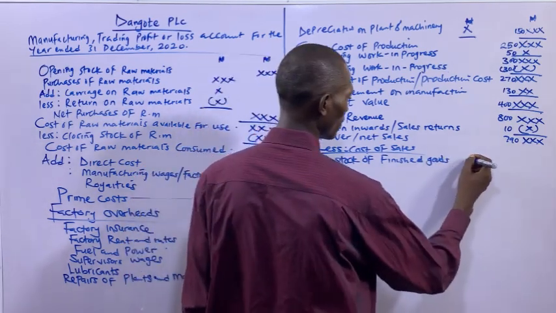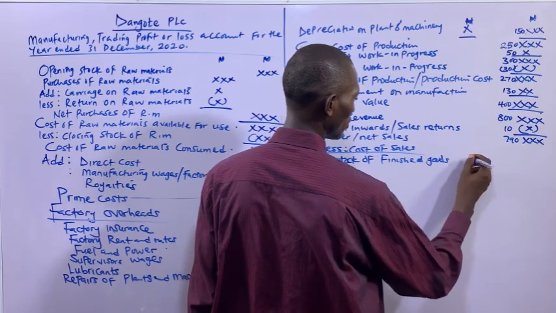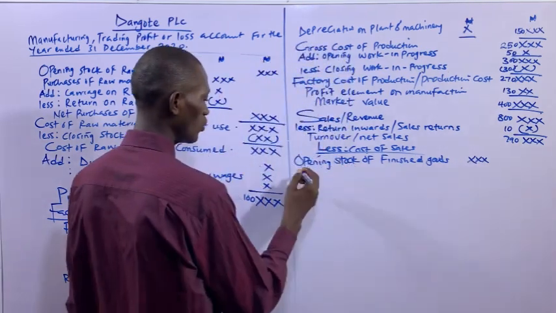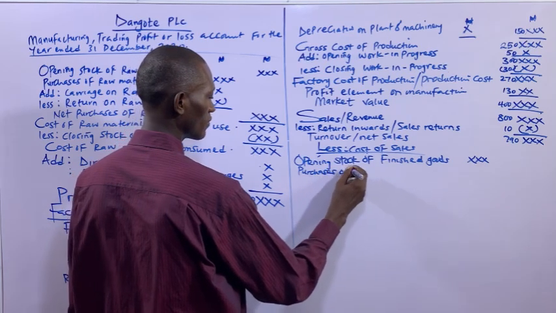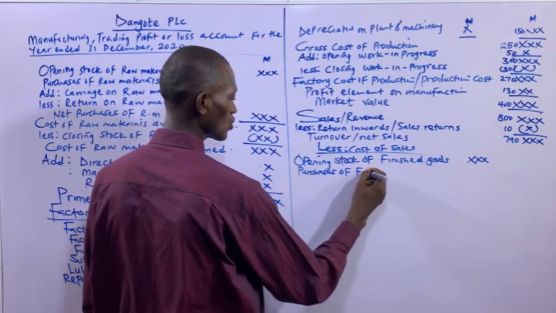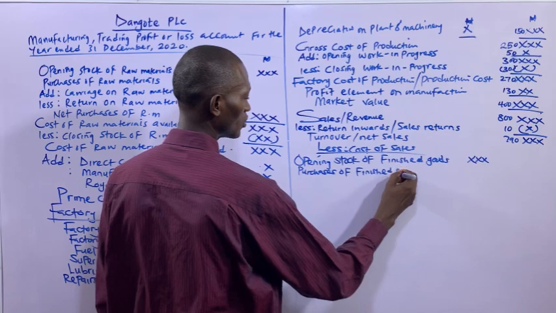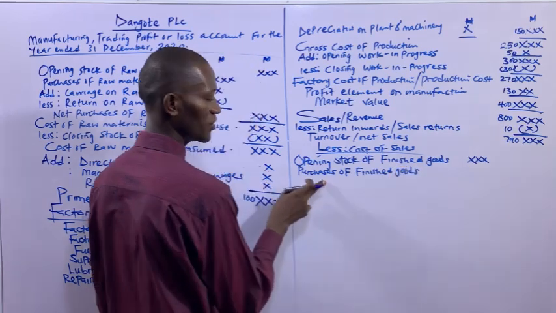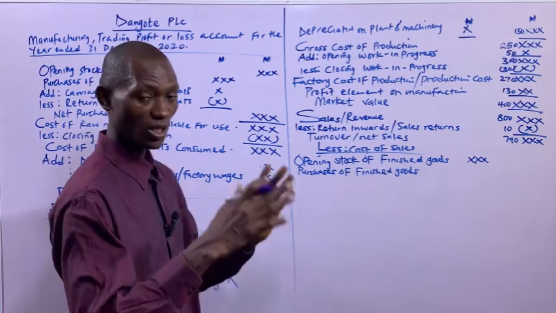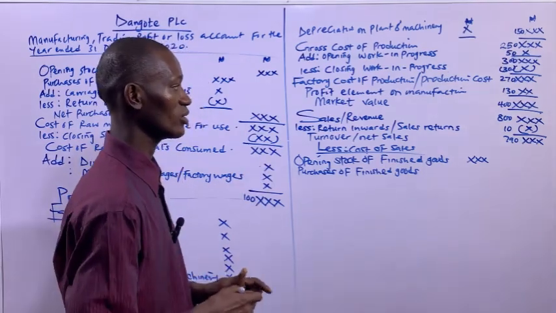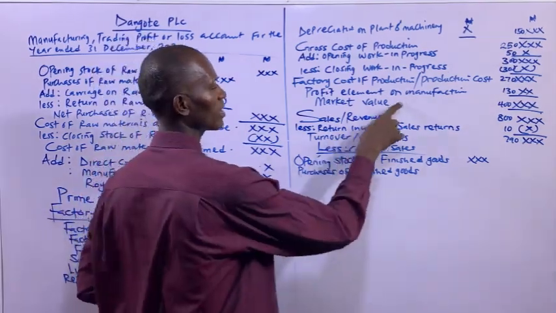So opening stock of finished goods. That's this. Then we have purchases. Purchases of finished goods. Now, most times you will not always be given this in the question. So what you are going to use is the market value.